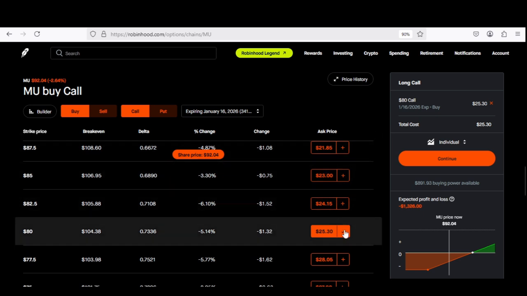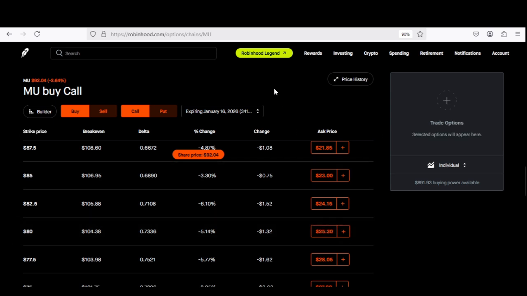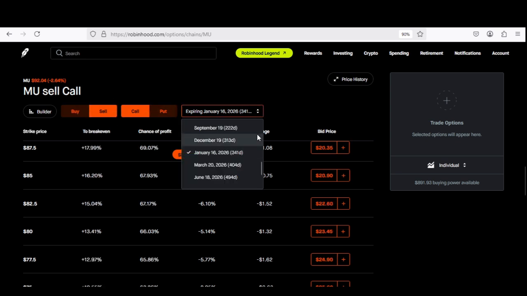So we're going to be assuming that we own a LEAPS option in our portfolio, which we picked up at $25.30 for a total of $2,530. So now what we're going to be doing, we're going to be using our LEAPS option in order to do another strategy. And for that, we're going to go to sell and call, and we're going to be changing our expiration date. Once again, expiration date is going to be based off of your own risk tolerance. So I'm going to be going with the February 21st expiration date, which gives us about 12 days.